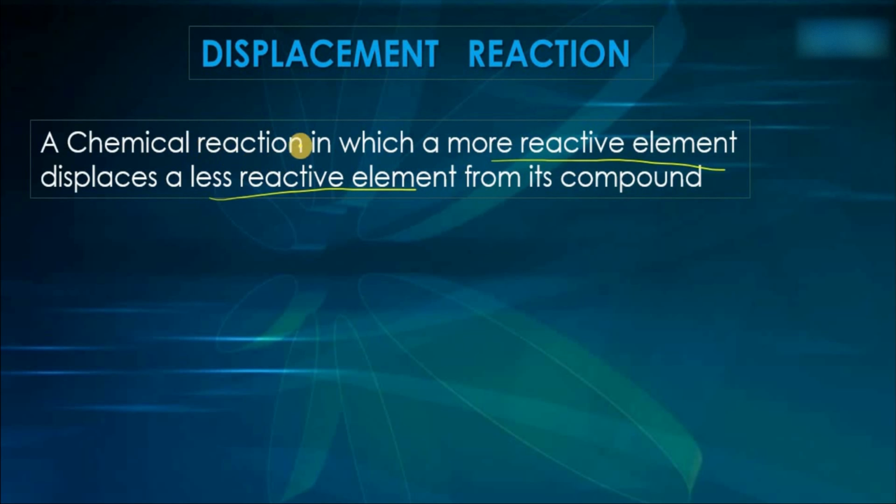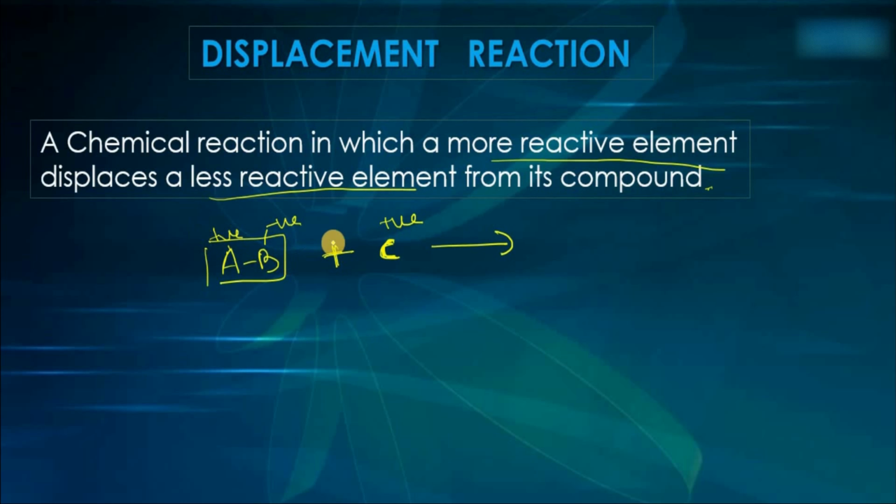Displacement reaction is a chemical reaction in which a more reactive element displaces a less reactive element from its compound. That means if AB is a compound made up of A and B, in which one is a cation and one is anion, and I react it with, for example, another cation which is much more powerful than A. This is my positive part A, this is my negative part. I'm using a positive ion here.